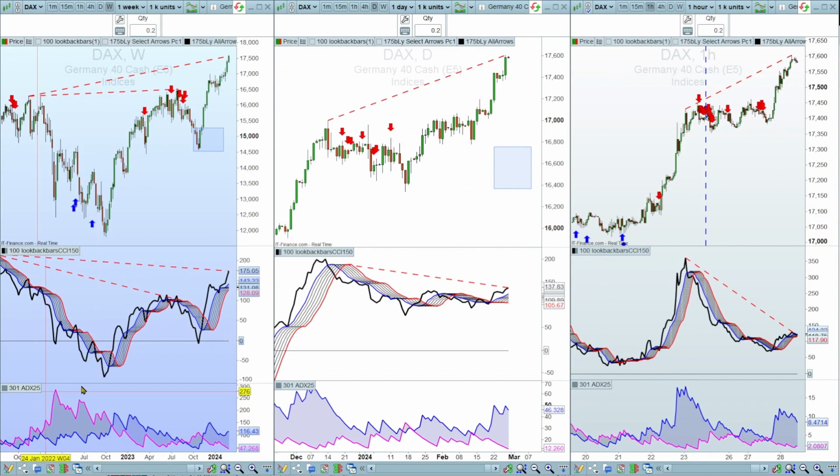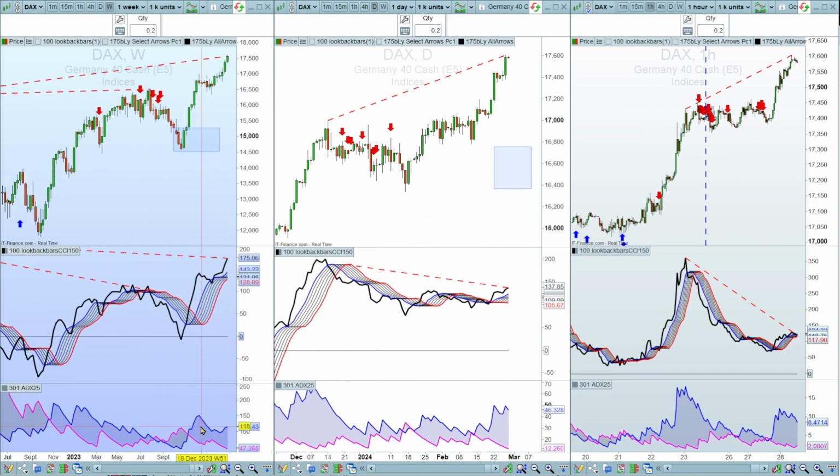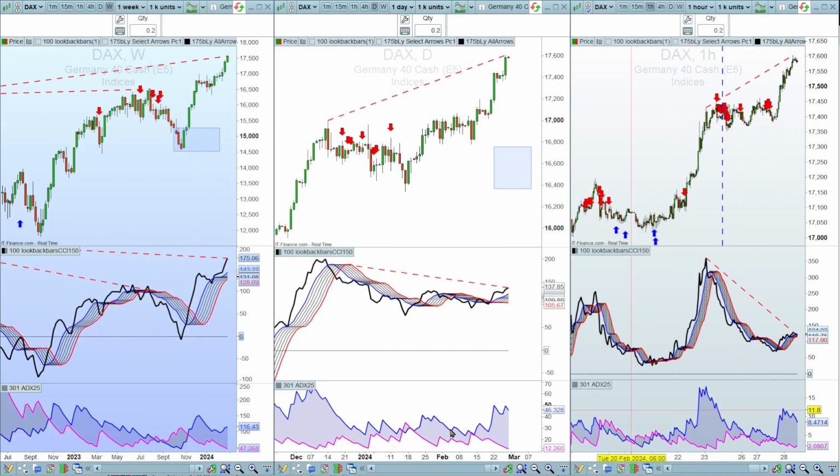So this is the German DAX. We've got the weekly, daily and hourly for those new to the channel. Down here we've got the ADX 25 on the weekly, which identifies it as a bullish trend, on the daily likewise, and on the hourly likewise.